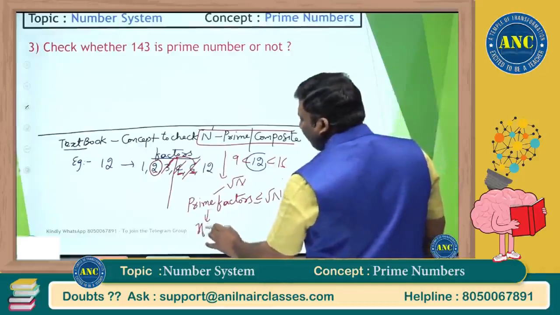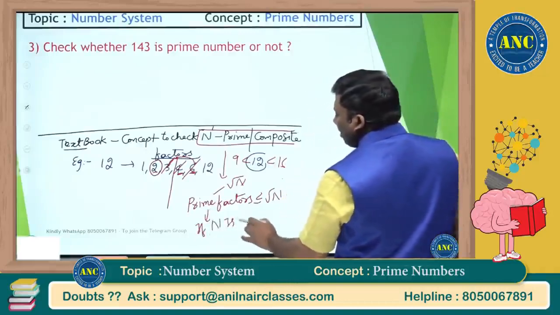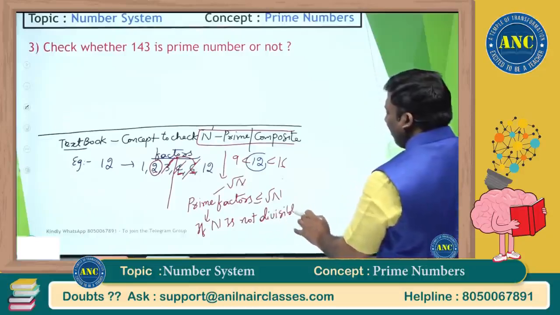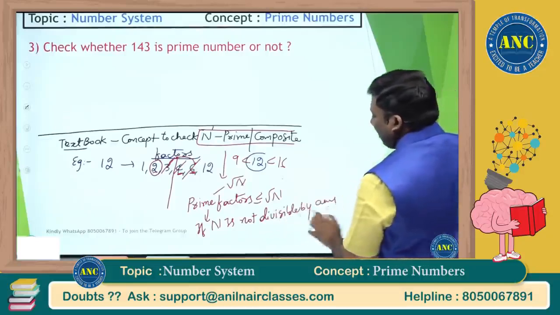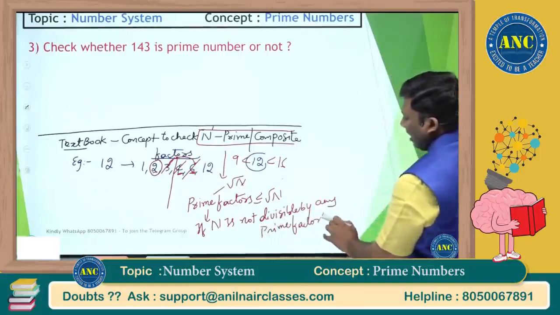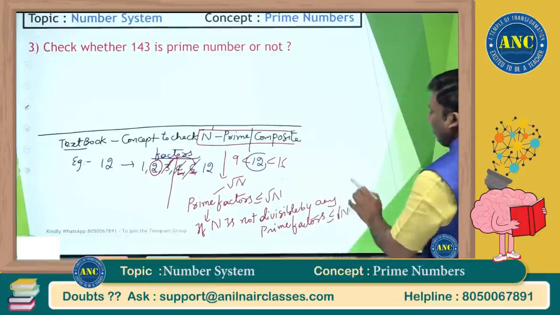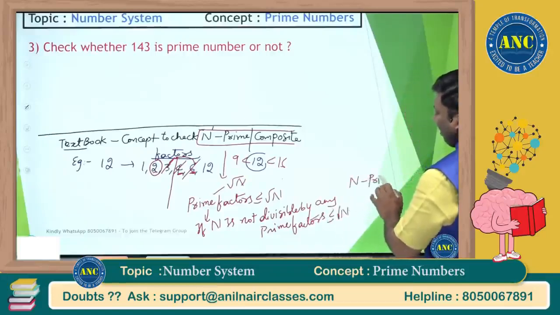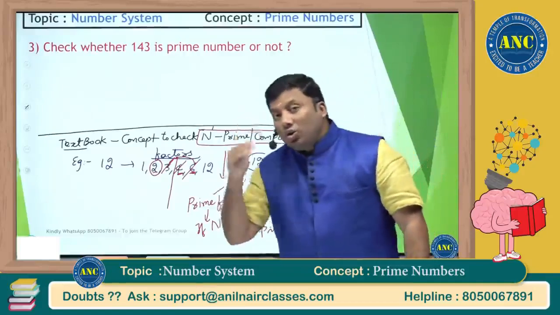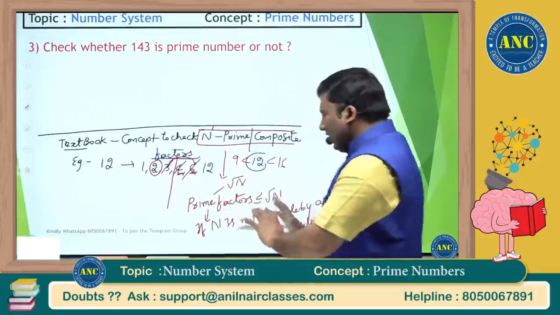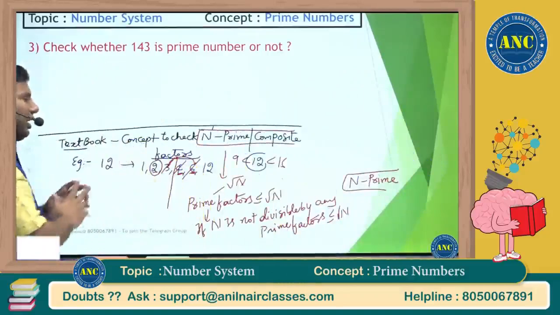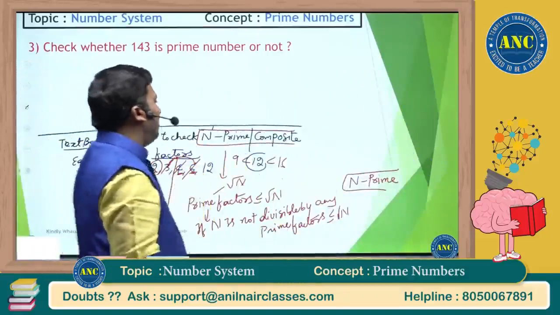Right? If n is not divisible by any prime factors less than or equivalent to root n, then n is a prime number. I will take 2 or 3 examples, then it will be crystal clear. This is just nothing but an English statement. Once we take a mathematical problem, then you will understand it in detail.